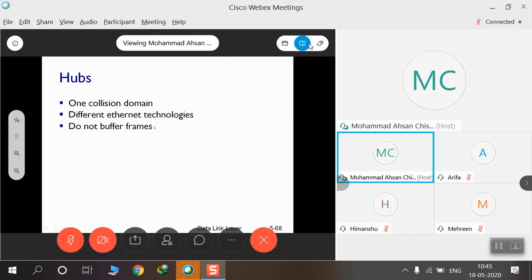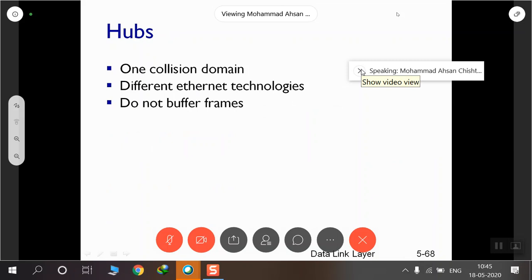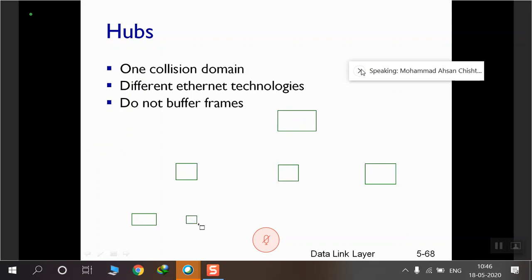In our previous class, we discussed Ethernet frame structure, and we were discussing hubs. Now, hubs were the simplest way to broadcast. So when we say it has a single collision domain, it means that if we have, let me just draw a picture here.